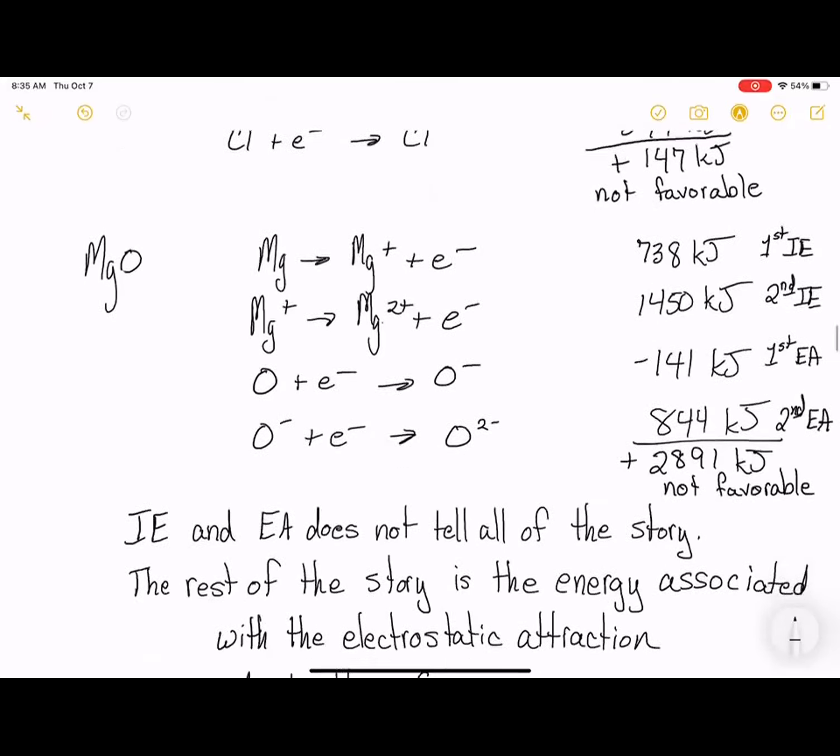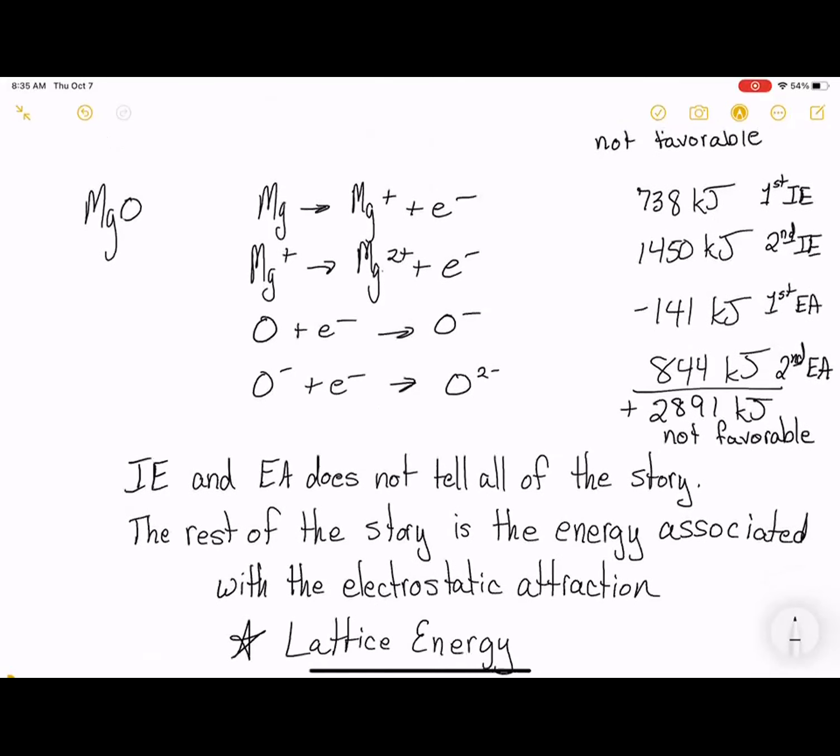The reason it is not favorable is because the ionization energy and the electron affinity do not tell all of the story. They talk about the energy needed to make a cation and the energy needed to make an anion. But remember, when this cation and this anion are attracted to one another, when they come together in that electrostatic attraction, they give off energy. And that energy is called the lattice energy. It is that electrostatic attraction that is the driving force behind why ionic compounds form.